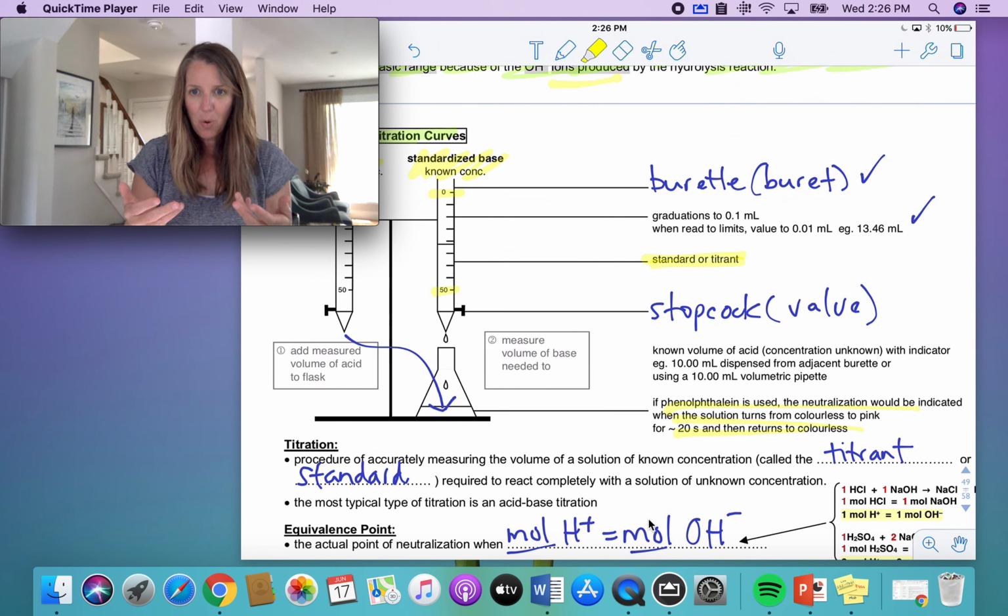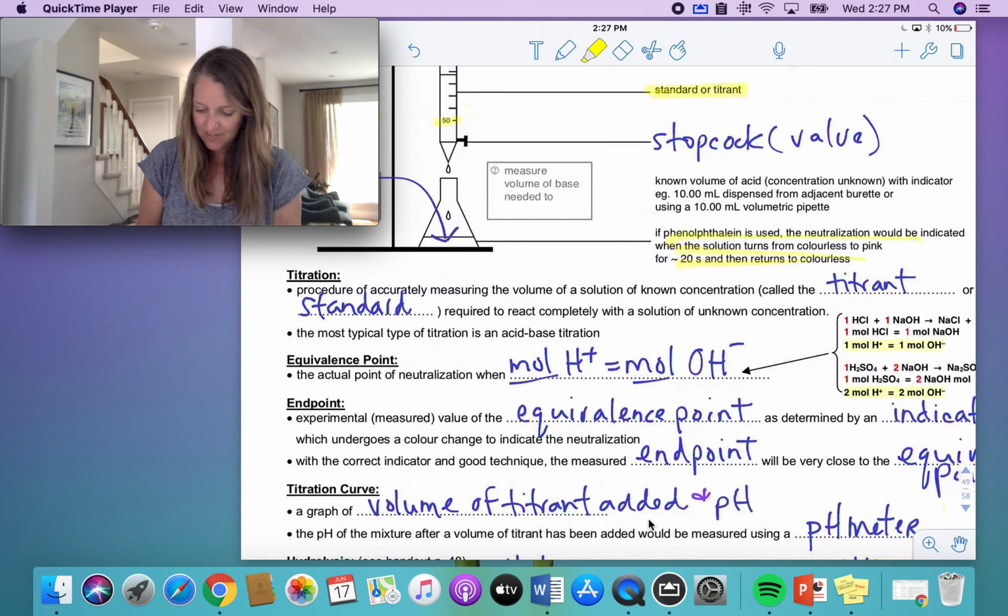So our end point is when it's going to be our neutralization. That's when the solution goes from colorless to pink and it goes slightly back to colorless. That's going to be when you're going to be done. Okay, so a couple of things from down below.